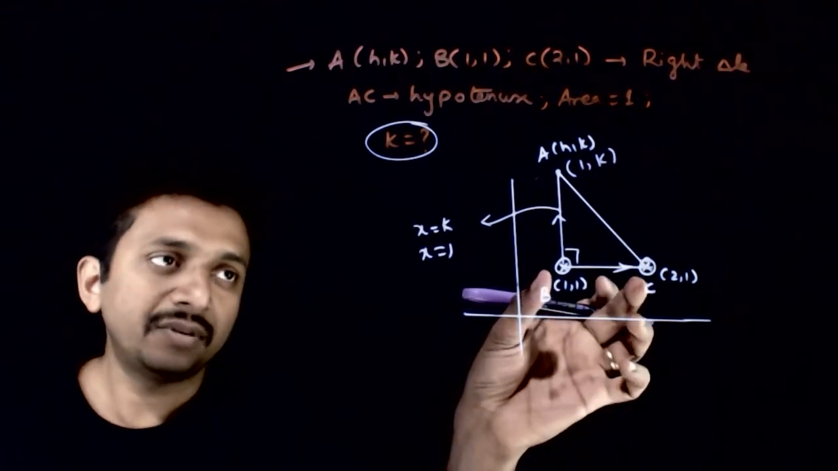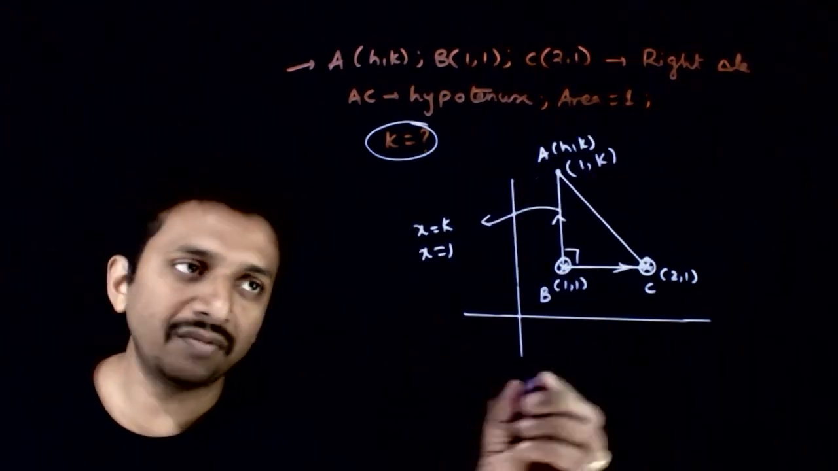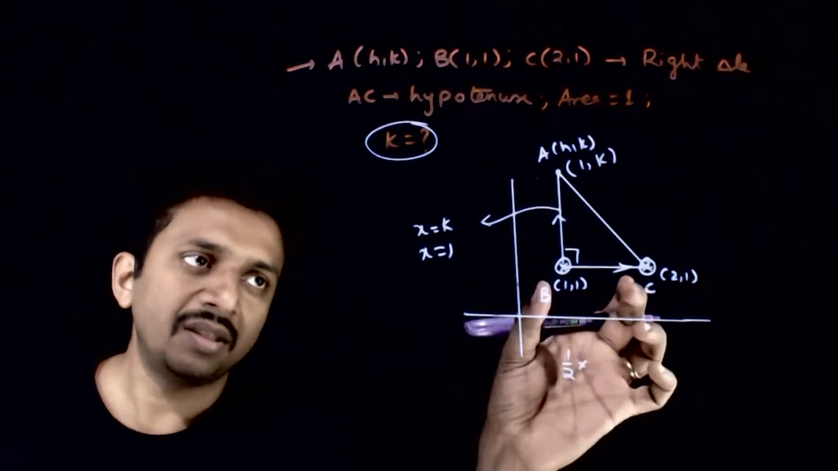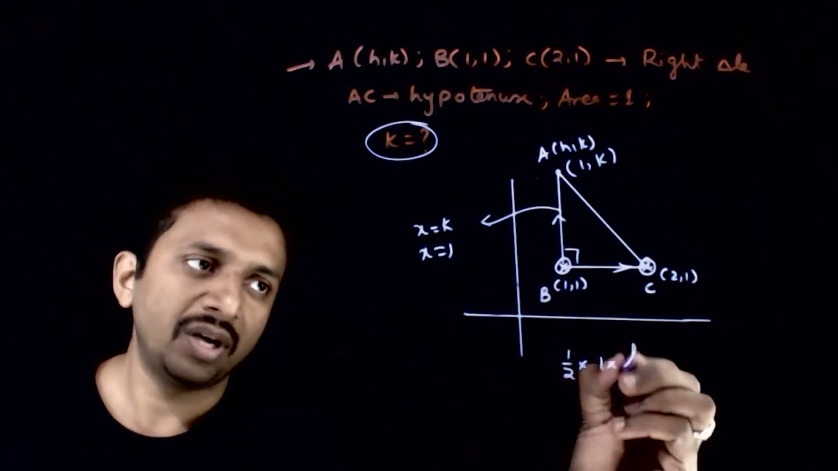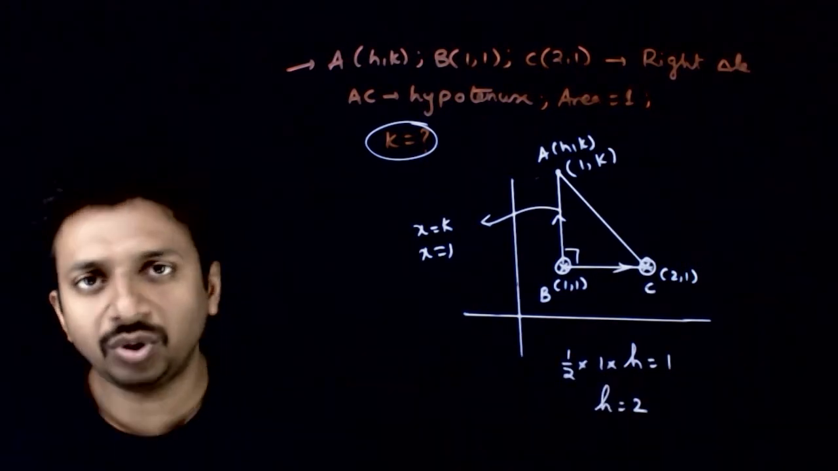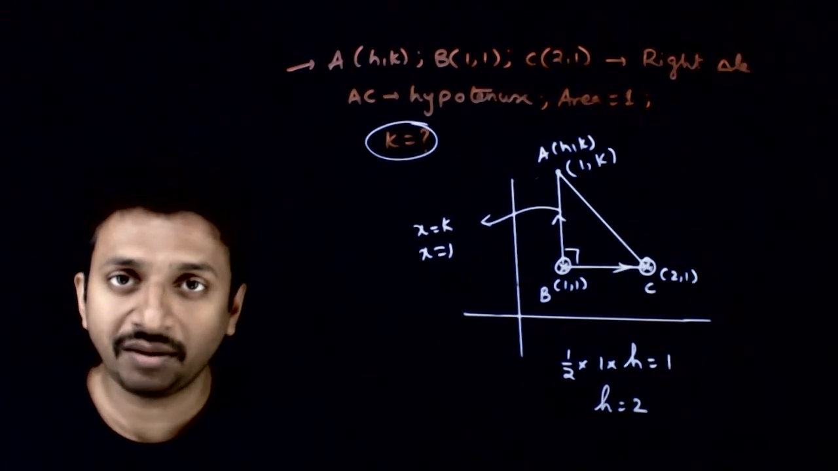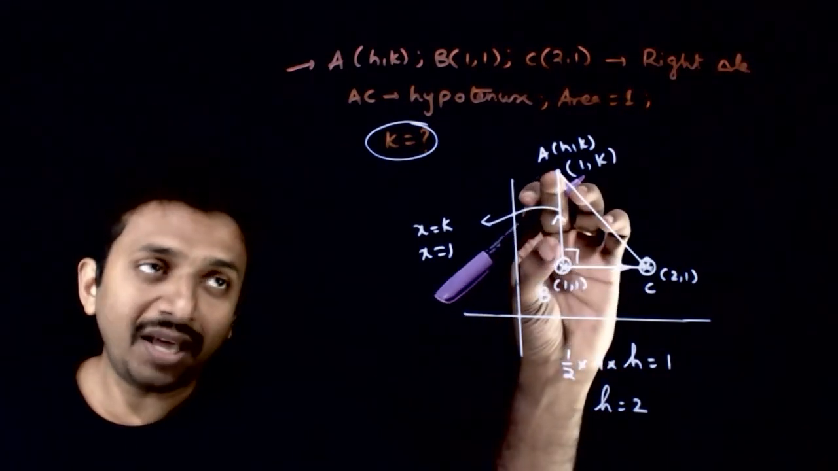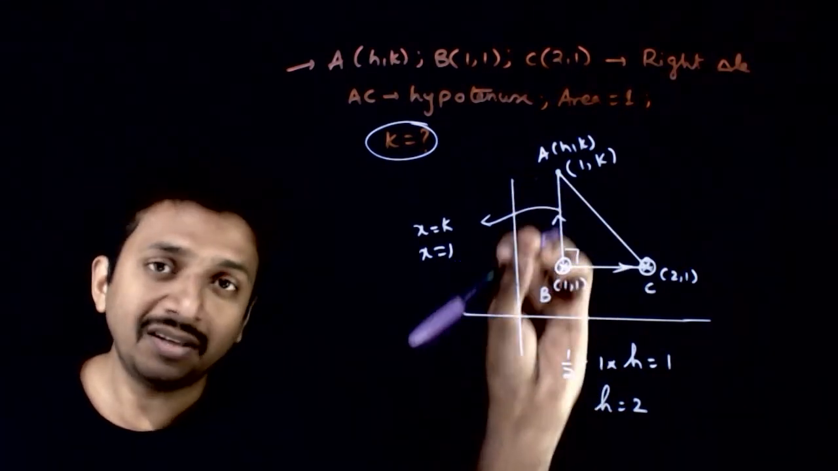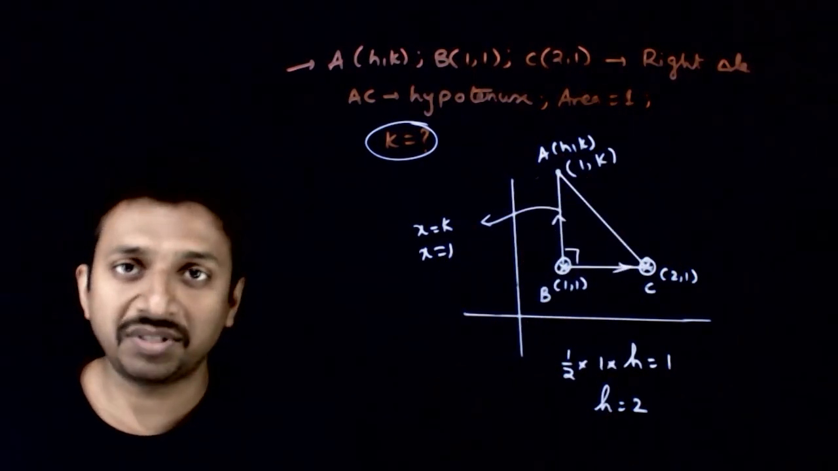Now the area of this triangle is given as 1. So what is the area of this triangle? Half times the base, which is 1, into height is equal to 1. So the height has to be equal to 2 units. The height has to be equal to 2 units, right? So my point A can be 2 units in the upward direction, above BC, or below BC.